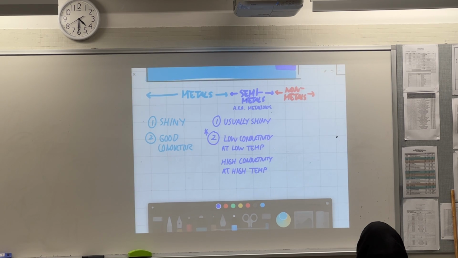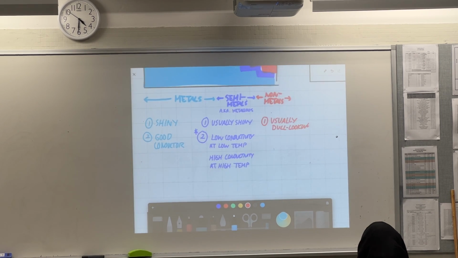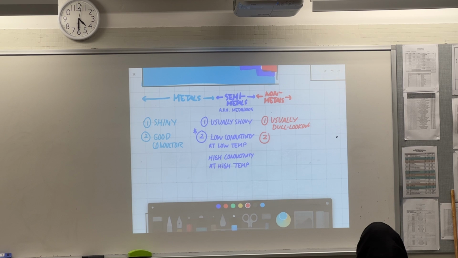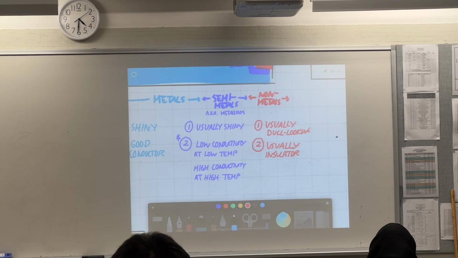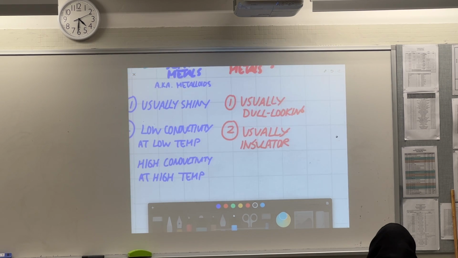Non-metals, we say, are usually dull-looking. I said usually because I have a counter example. It's diamond. I don't think we'll say that diamond is a dull-looking substance. Diamond is pretty attractive, right? It's pretty shiny, but of course, it's a different type of shiny than metals. But you have to know that they are usually insulators.